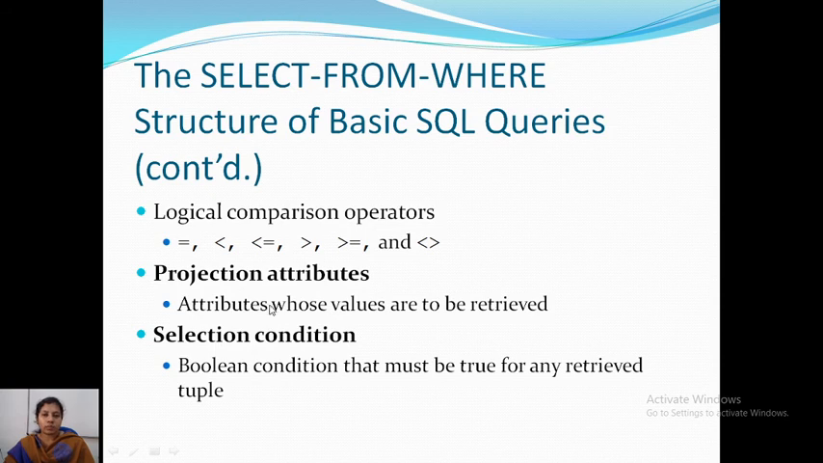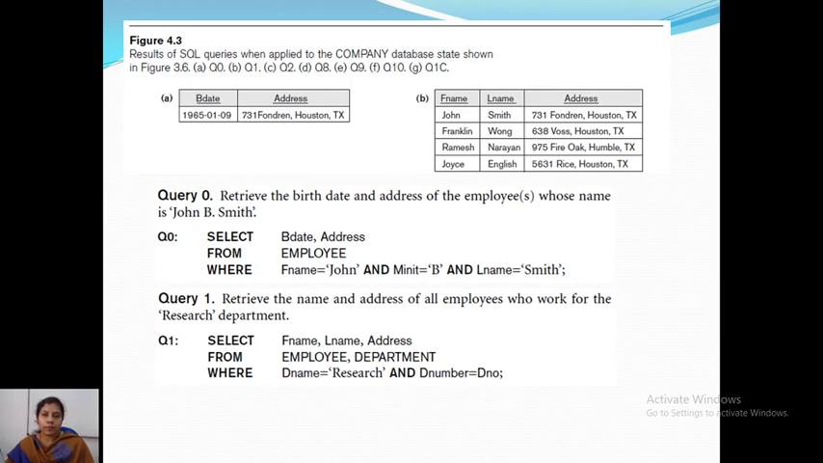Then the attribute list. It's similar to the projection operation in relational algebra. You specify what all the attributes are. The same way here you have to specify the attributes whose values are to be retrieved. Then selection condition. In the select operation in relational algebra you write some condition. If the tuples match those conditions, such tuples will be added in the result. The same way here you have to specify the condition.